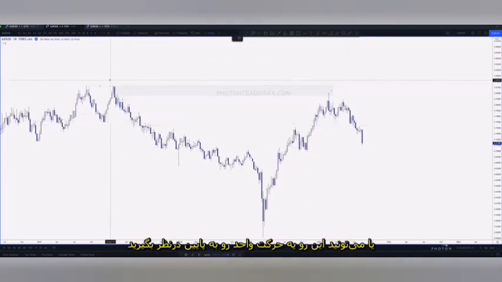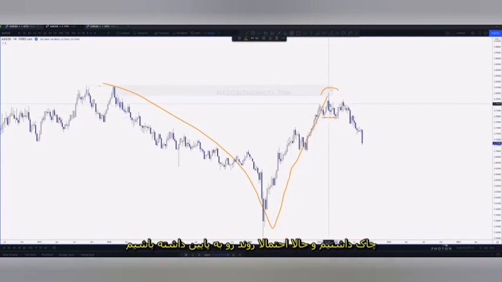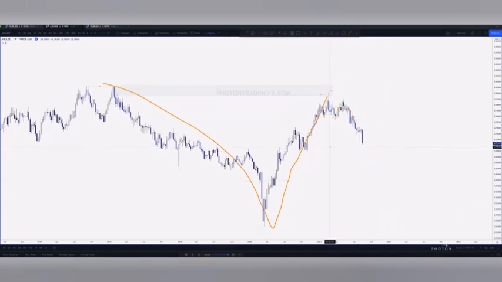Or if you view this as one whole leg down, then simply that was just a pullback up into the extreme to form a lower high, right? Change of character, and now we are potentially trending to the downside.